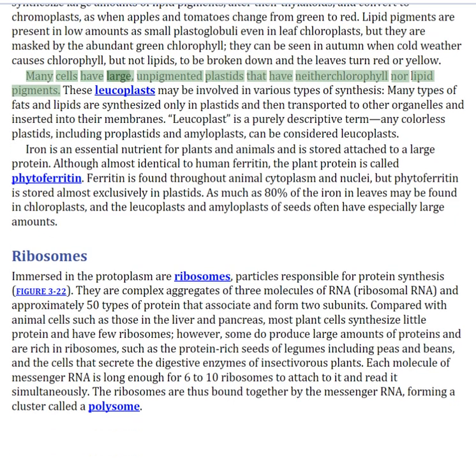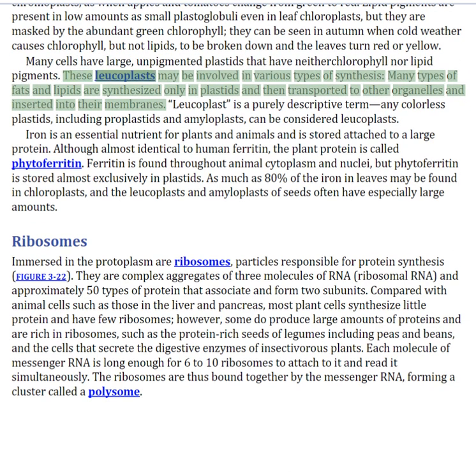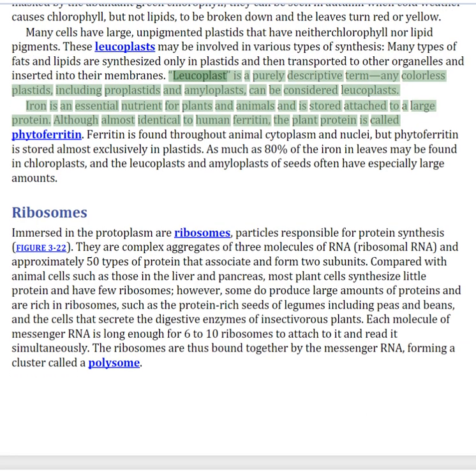Many cells have large, unpigmented plastids that have neither chlorophyll nor lipid pigments. These leucoplasts may be involved in various types of synthesis. Many types of fats and lipids are synthesized only in plastids and then transported to other organelles and inserted into their membranes. Leucoplast is a purely descriptive term. Any colorless plastids, including proplastids and amyloplasts, can be considered leucoplasts.